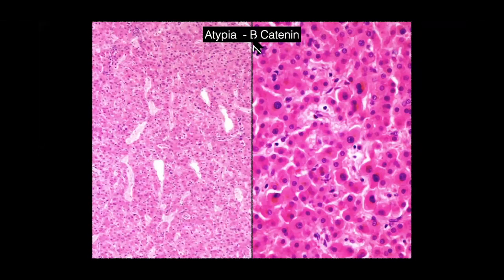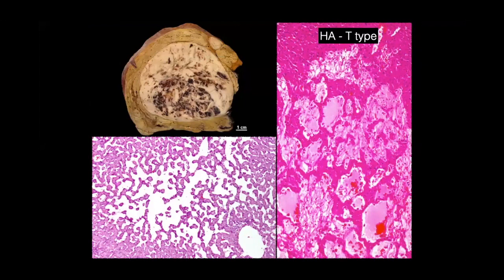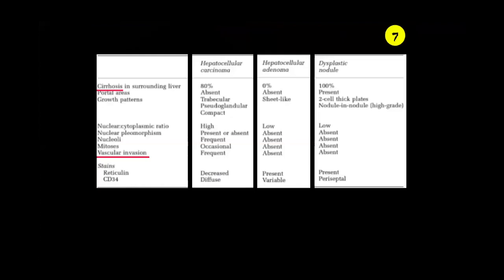This is, I already labeled this beta catenin, where there will be a lot of nuclear atypia. And beta catenin will be positive along with glutamine synthetase. There is another type that is also known as telangiectatic type. You can see a normal non-cirrhotic liver and then a well-defined mass lesion. Microscopically, it shows a lot of sinusoidal dilatation. And this is also known as hepatic adenoma, telangiectatic type.